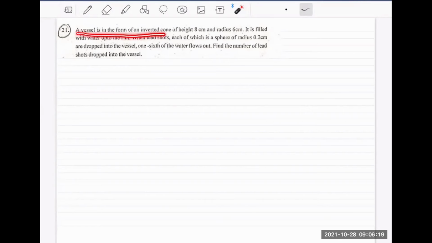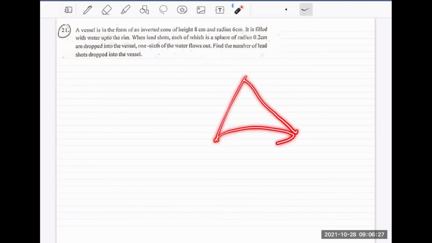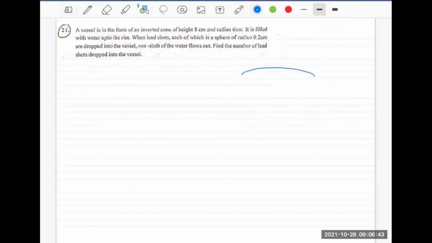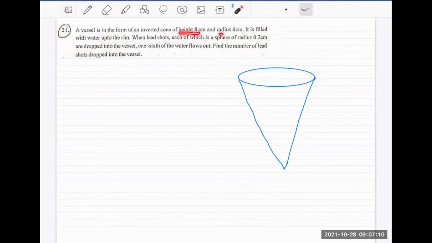A vessel is in the form of an inverted cone. Okay, vessel is in the form of an inverted cone. The cone looks like this. Inverted cone, we will have this set, right? So a vessel is in the form of an inverted cone of height 8, radius 6. Okay, better draw the figure first. Height is 8 centimeter, radius is 6. So the radius is how much? This is 6 centimeter. Height is how much? 8 centimeter.